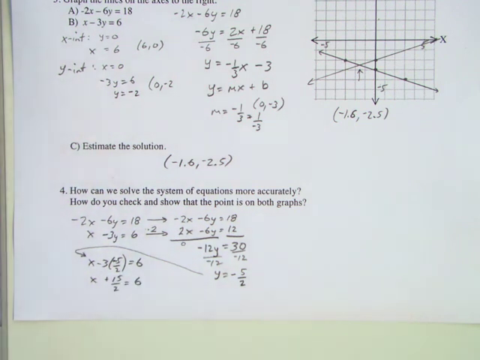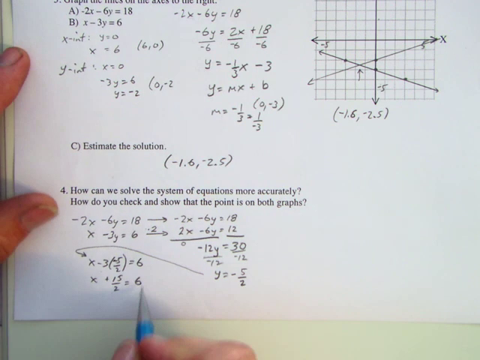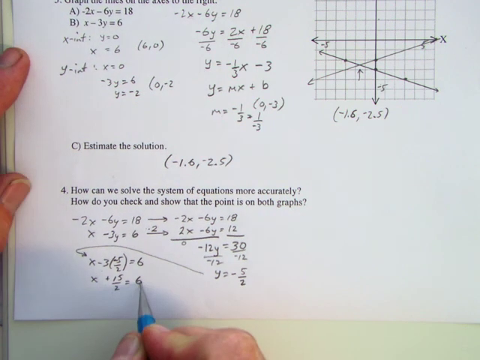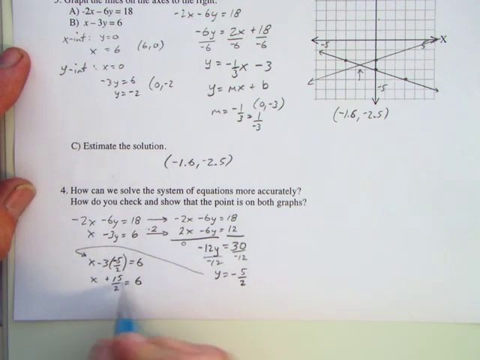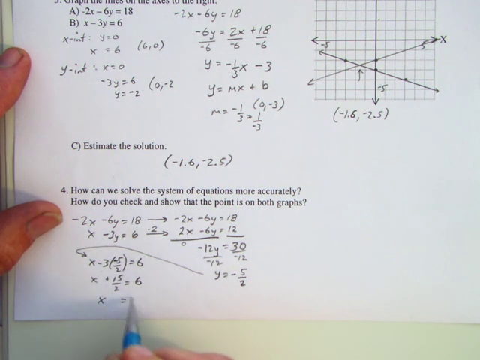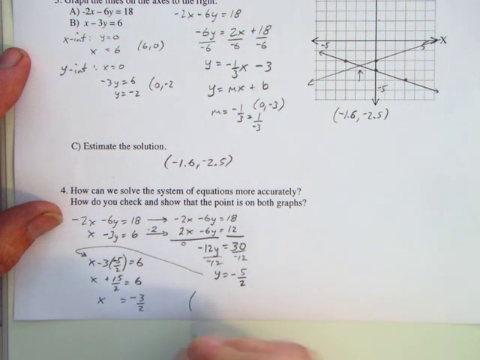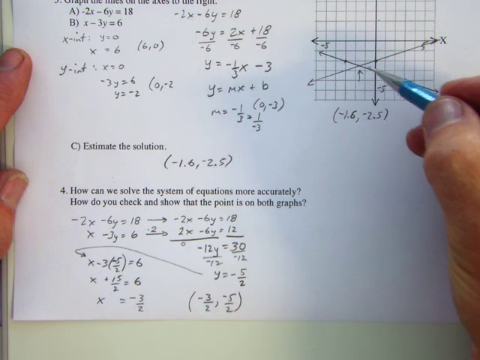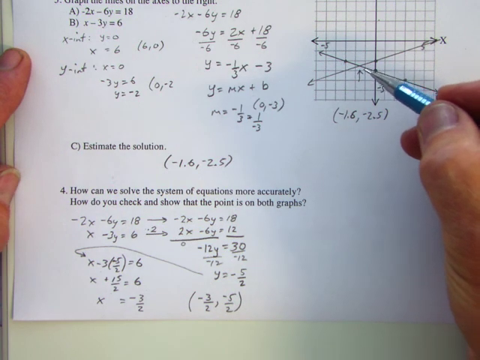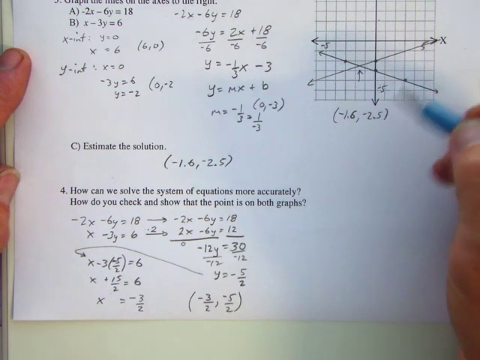Now, how do you want to deal with this? It's up to you. I would just move the 6, change it into 12 halves. So we have 12 halves minus 15 halves, and we'll get x equals -3 halves. So our answer is not just stopping there, it's the point -3 halves comma -5 halves. So it looks like my graph up here was slightly off in my estimate of -1.6, but that's okay for a graphing.